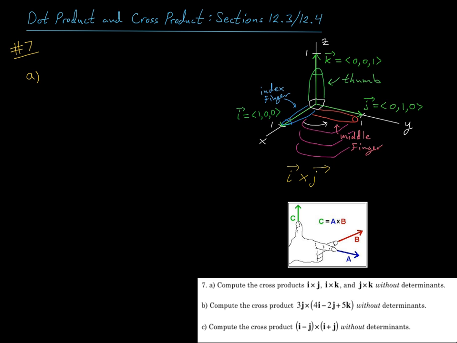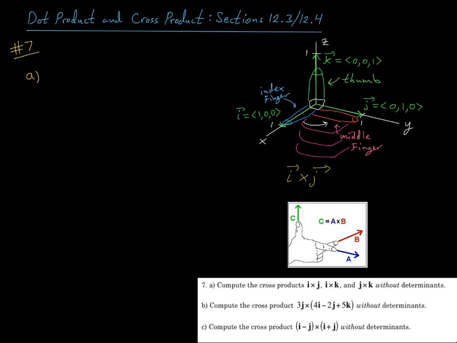So our index finger, this is in the direction of i. Our middle finger is in the direction of j. These are the rest of the fingers. And where does our thumb point? Well, it points upwards in this case. All right, and so we know the cross product then points in the direction of k. Is it equal to k itself?